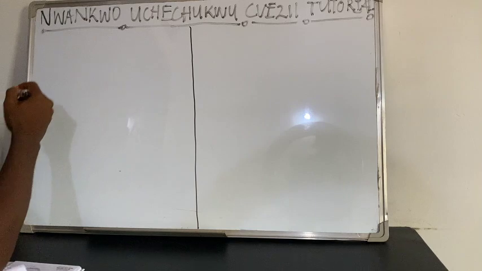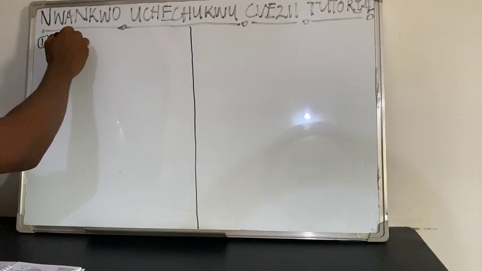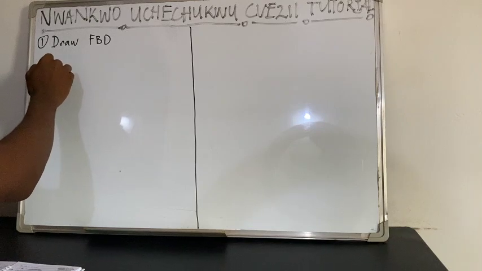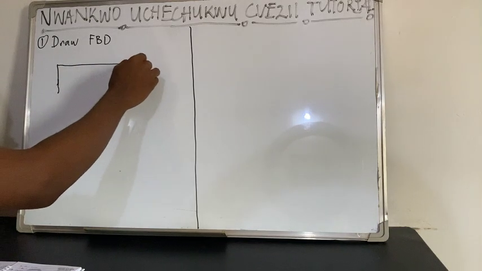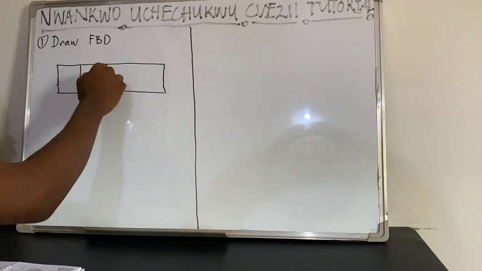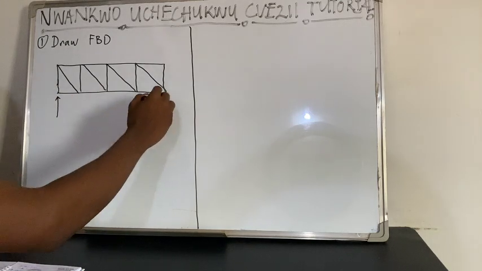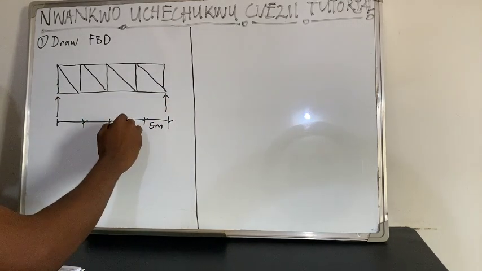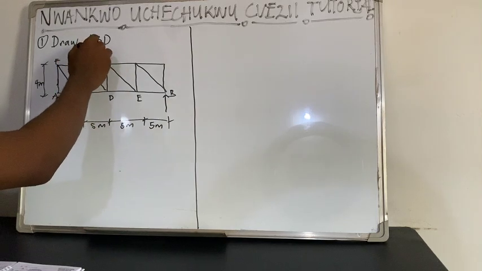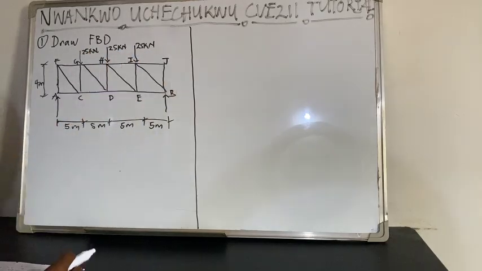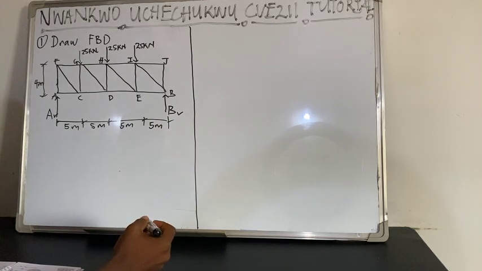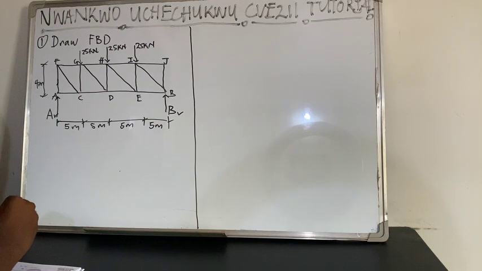So first things first, we're going to draw the free body diagram. I already explained what a free body diagram is: drawing the truss in such a way that you represent all the forces. That was AV, and this is BV. So I think that is all for our free body diagram for now.